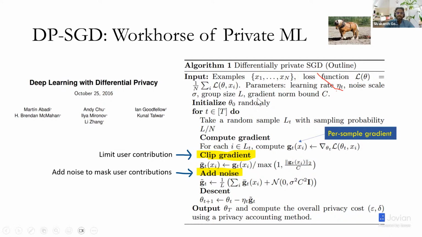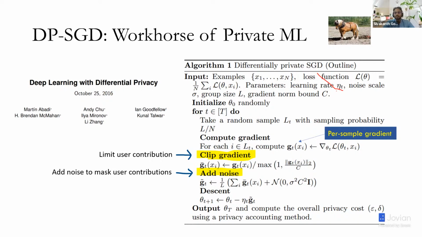What you do in SGD is you sample a random batch from this set of examples, and then you calculate the average gradient. So the gradients of the loss function with respect to all the samples, and you average these gradients, and you get the average gradient across this batch. And then you take a descent step in the direction of this average gradient, right? So you update the weights. You do a gradient descent step. This is the usual SGD.